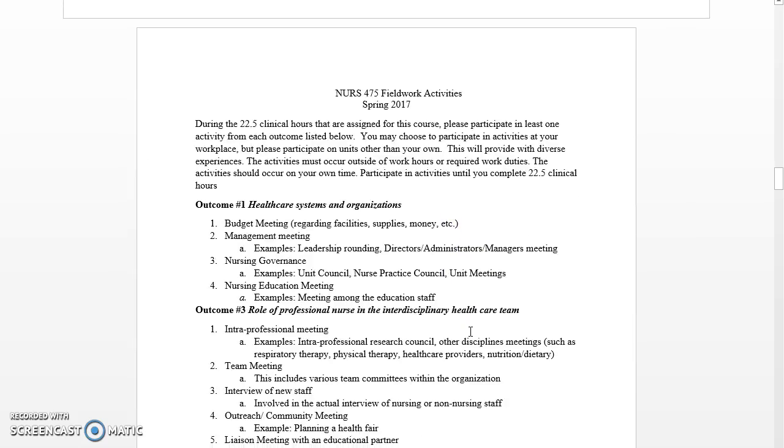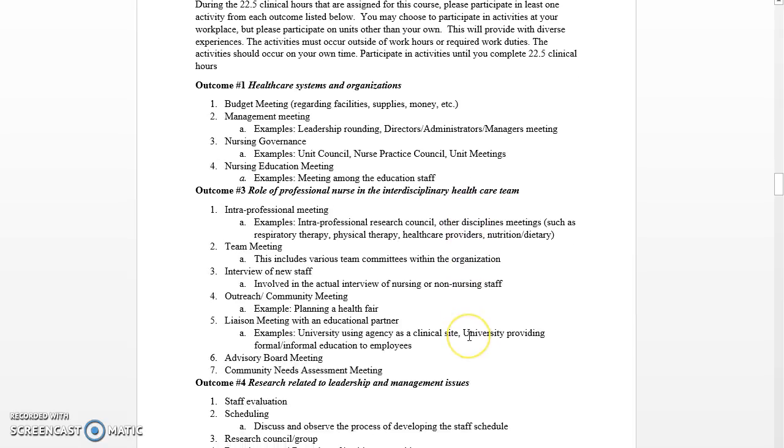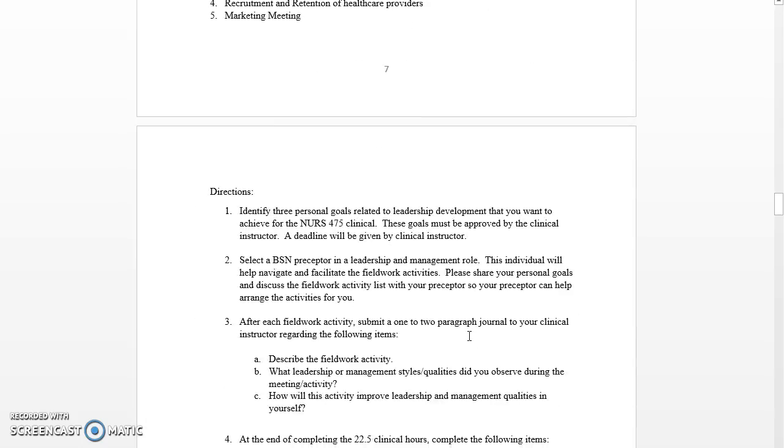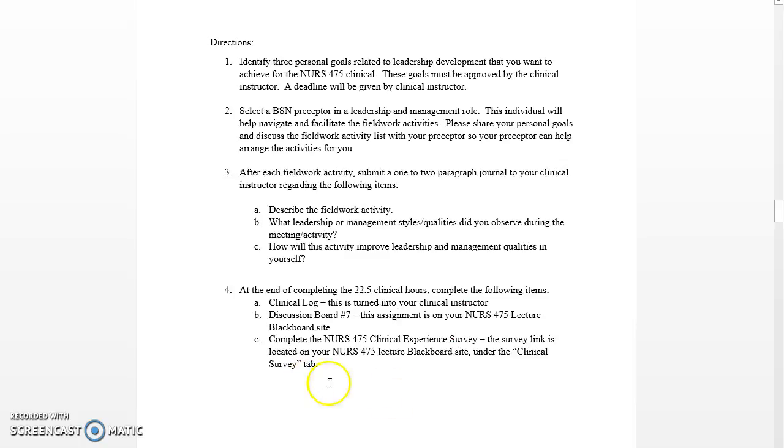Here is a little bit of clinical information. Ms. England will go more in detail with that, or if you have any questions, please speak with her regarding this. And again, in the directions it says discussion board 7, but this is actually discussion board 5. I had changed the numbering on those. So just know that's your last discussion board, which you'll complete for the clinical portion.